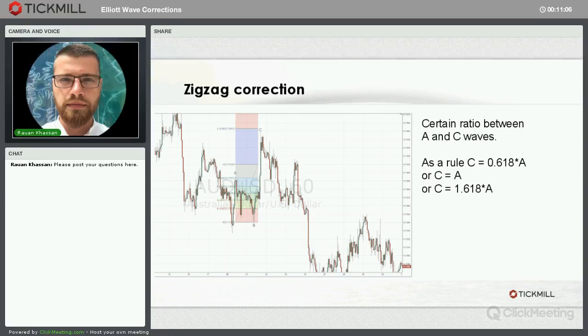Another option is that it could be equal or practically equal in length, that means in pip value, in comparison to wave A. And the third option is that wave C is significantly longer and corresponds to a 1.618 ratio in comparison to wave A. In the exact example we are displaying at the moment, the hourly time frame for the Australian to United States dollar currency pair, we see an example of the third option, where wave C exactly corresponds to the 1.618 ratio.